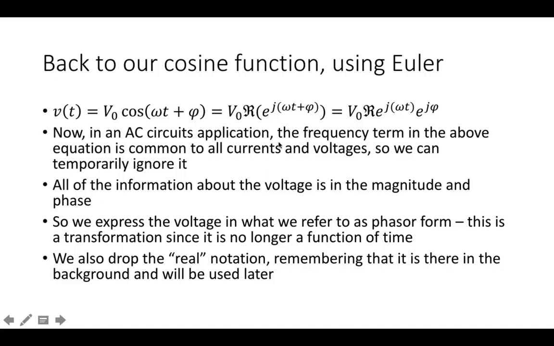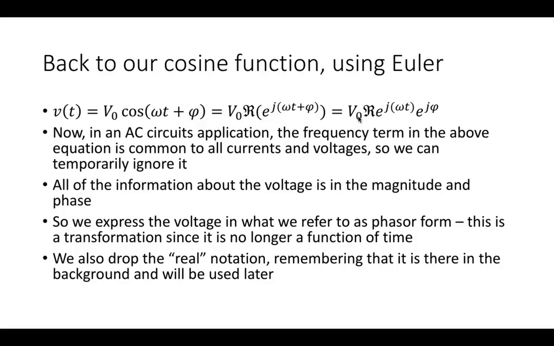Now, in an AC circuits application, the frequency term, so that would be this omega t term, in the above equation is going to be common to all currents and voltages in the system. So what you do when you solve a circuit is you know that every current and voltage in the circuit is going to have this cosine of omega t thing, and it's going to be the same. So we're going to ignore it, which means we're going to take away the time variation.